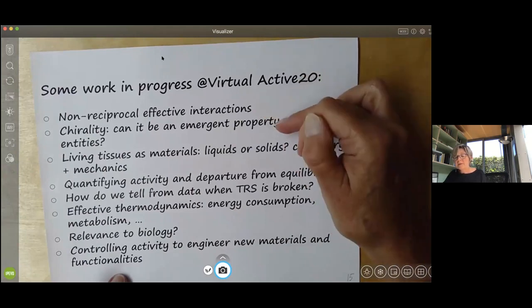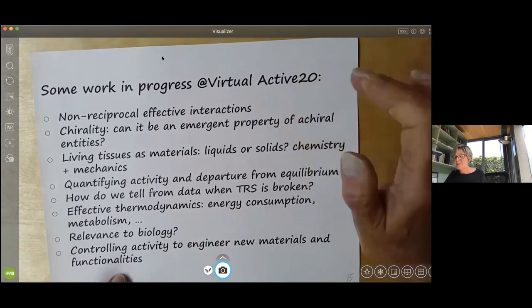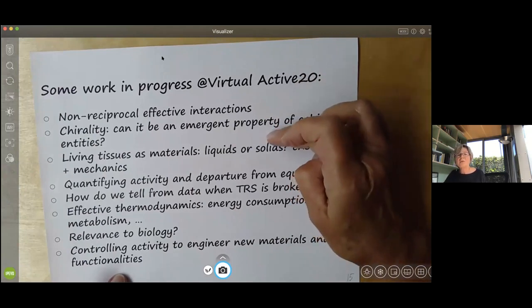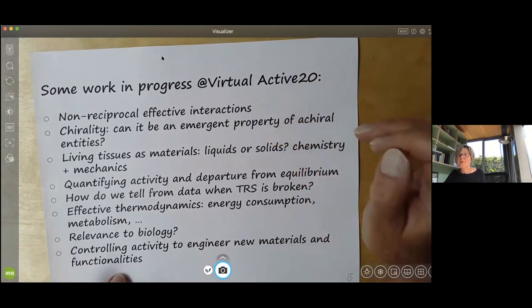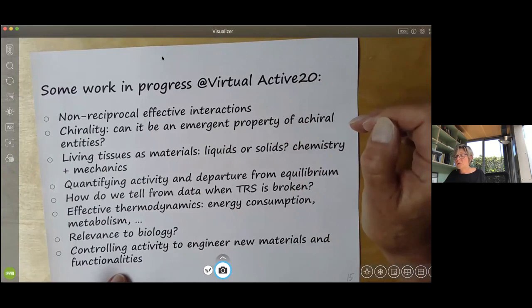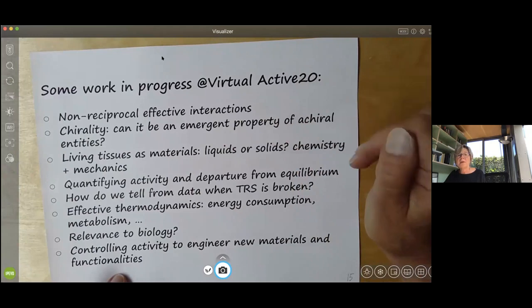I haven't said anything about chirality, although some of what I said is related, but a lot of active particles are chiral and form microscopically chiral states. But one could even ask, a perhaps more interesting question: can we actually have emergent chirality from a collection of interacting achiral objects?